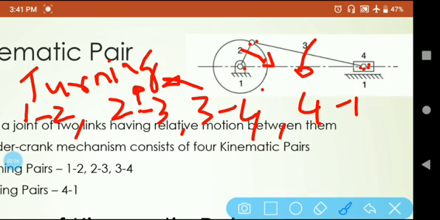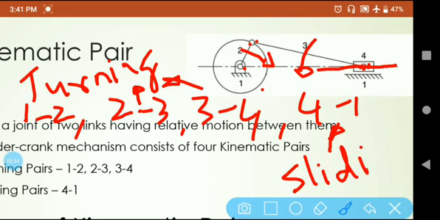But what about 4 and 1, the joint 4 1? We know that the slider is sliding. It can slide along the x-axis. And 1 is stationary. So with respect to 1, 4 has a translation motion along the x-axis. So we call the pair 4 1 a sliding pair.